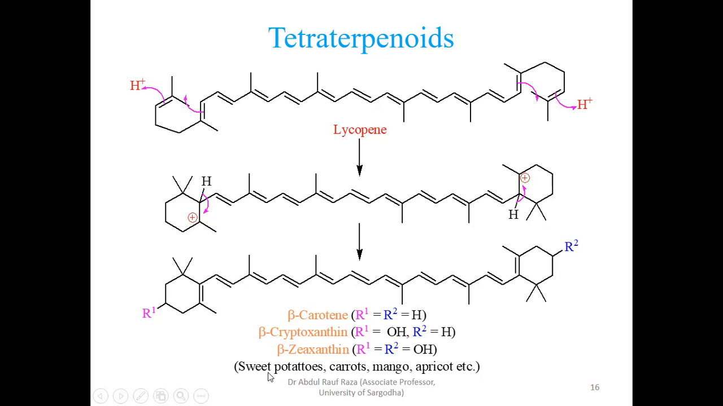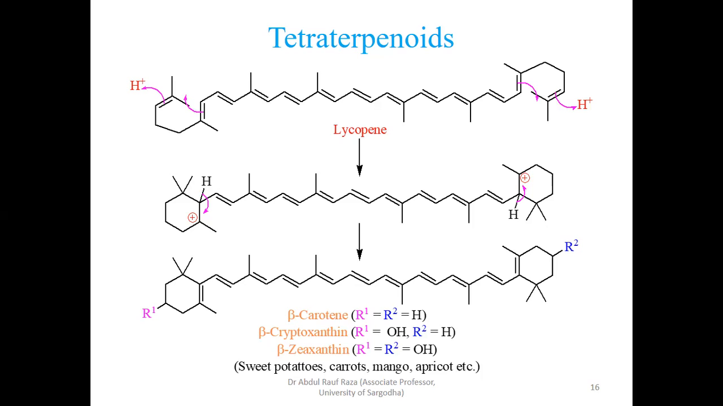Beta carotene is isolated from sweet potatoes, carrots, mango, and apricot. The yellow color of mango and apricot is due to the presence of beta carotene in them. And carrots, what color do they have on the outside? I'm not talking about that. I am talking about the color inside the stalk, which is orange in color. The outer one is reddish. It contains a different pigment. It is not beta carotene.